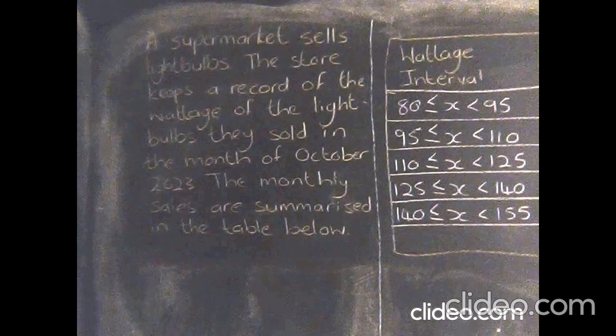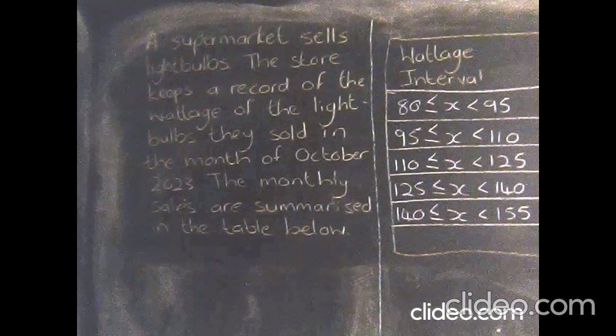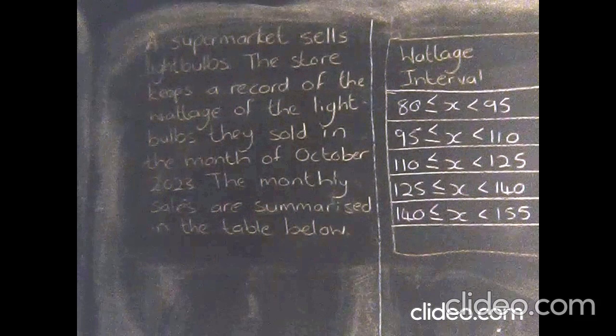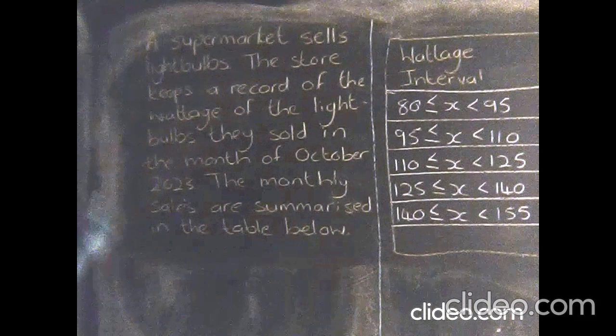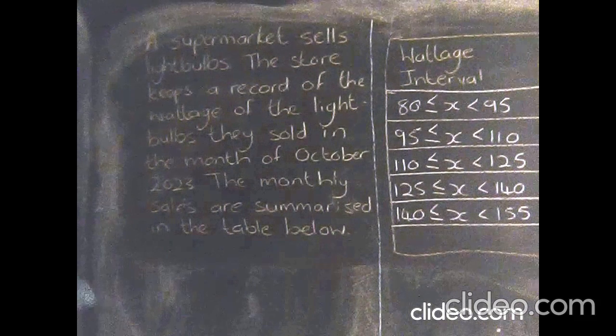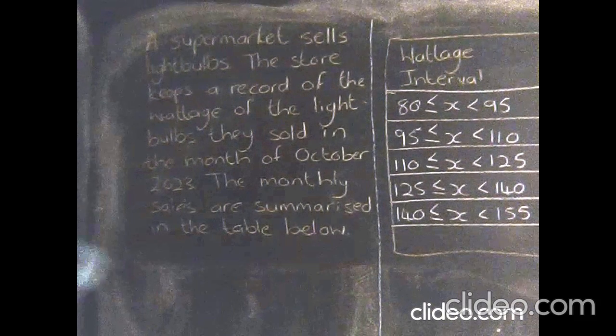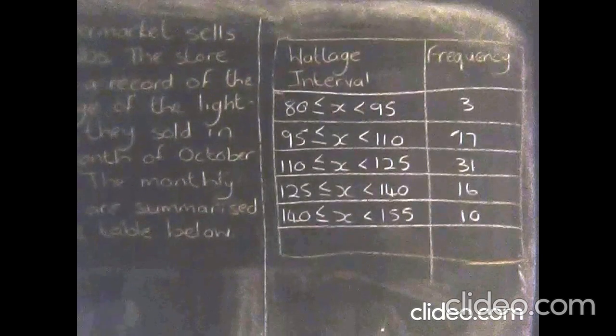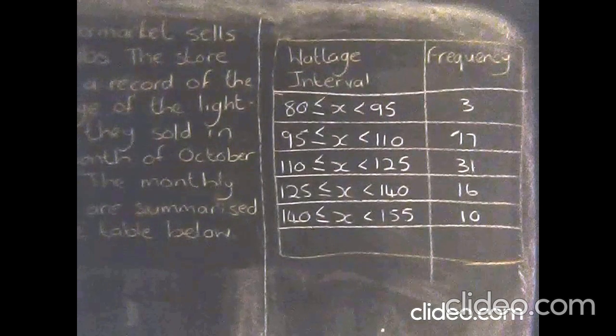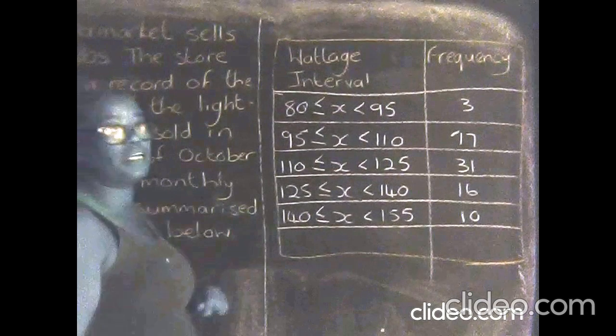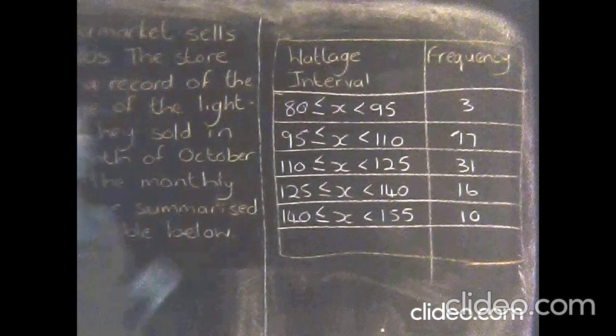We have a question to answer and it says, a supermarket sells light bulbs. The store keeps a record of the wattage of the light bulbs they sold in the month of October 2023. The monthly sales are summarized in the table below. I don't have the table below, I have the table that side. So the wattage interval is given here, and then also the frequency at which these bulbs have been sold.